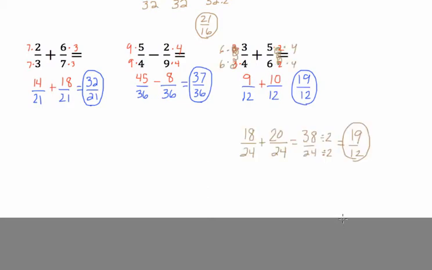I have also shown the work for doing the problem with a common denominator of 24. If you did it this way, pause the video to see if your work is right.